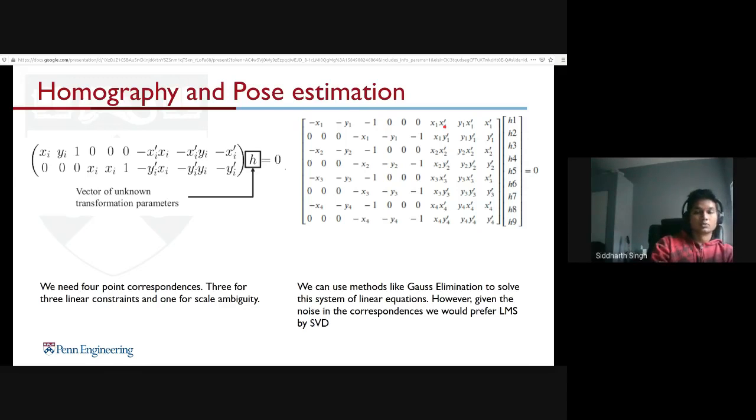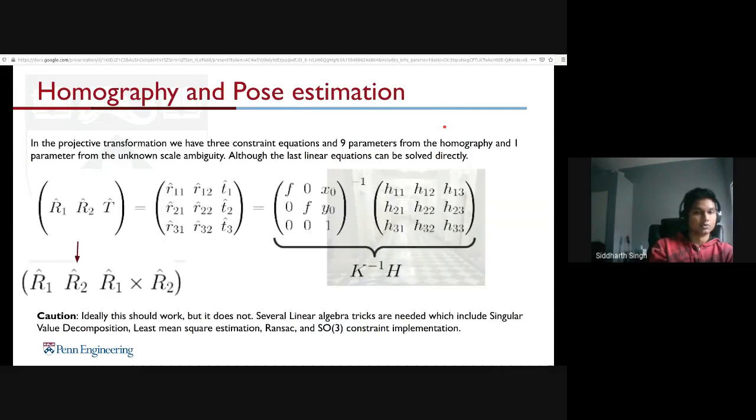So we do that and we solve it in the sense of a least mean squares problem, right? This is the second trick that we use, that we consider this as a least mean squares problem, right?